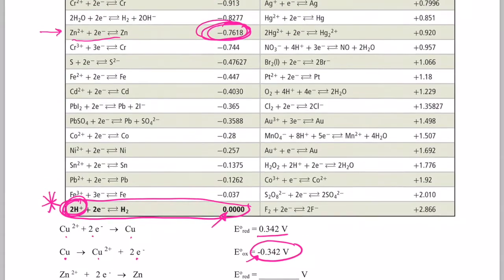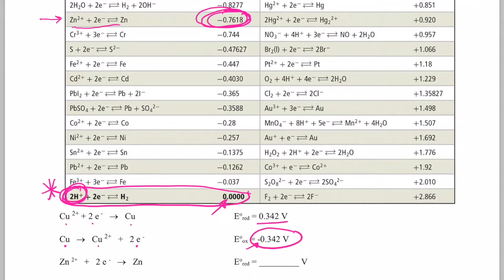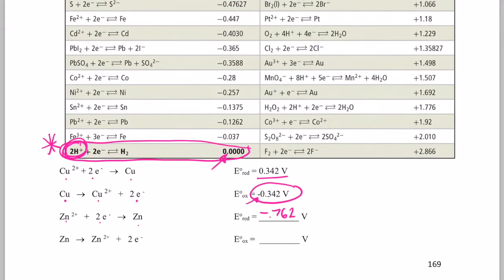Let's do the same for zinc. For zinc, we can look up at the chart above, and we see that zinc 2+ gaining 2 electrons to become zinc is a negative 0.762 volts. Once again, just rounding off to the nearest thousandth. So what would be the oxidation potential of zinc losing 2 electrons to become zinc 2+? That's right, it would be a positive 0.762 volts.